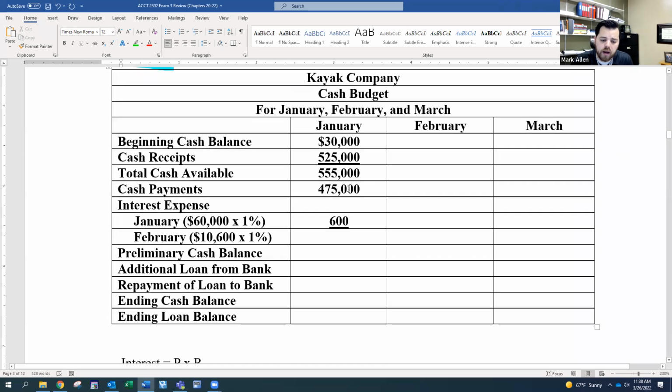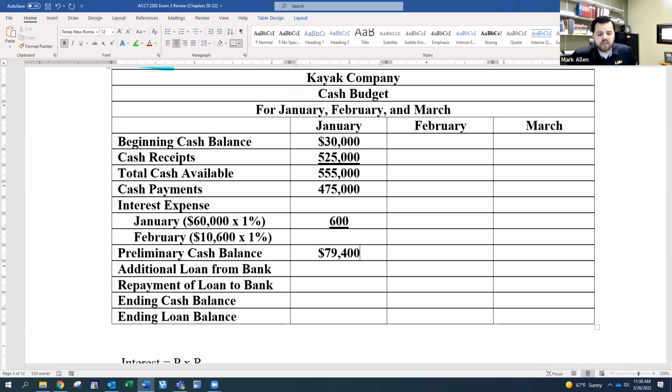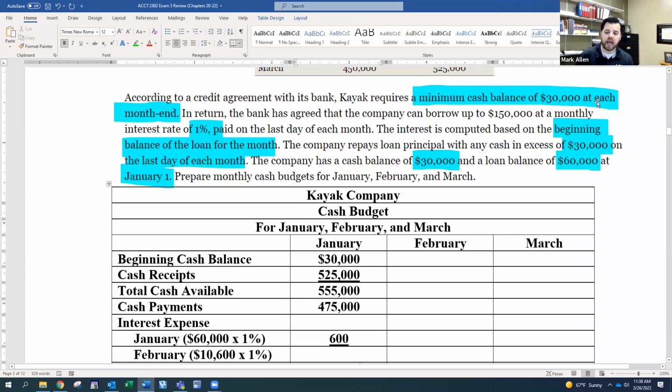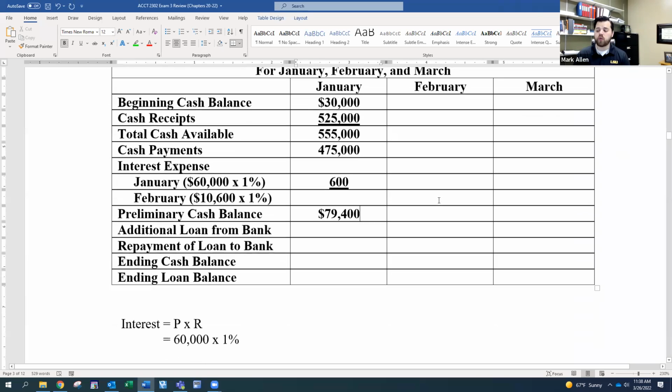Now, at this point, we're ready to continue down. 555 minus 475 minus 600 gives me a preliminary cash balance of 79.4. Now, 79,400 sounds great, especially when I remember I only have to have 30. So now I've got two questions I have to ask myself. Do I need an additional loan? Well, is 79,000 more than 30? I think it is. So we do not need an additional loan. It's zero.